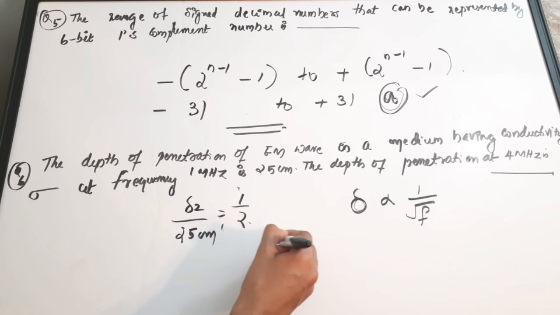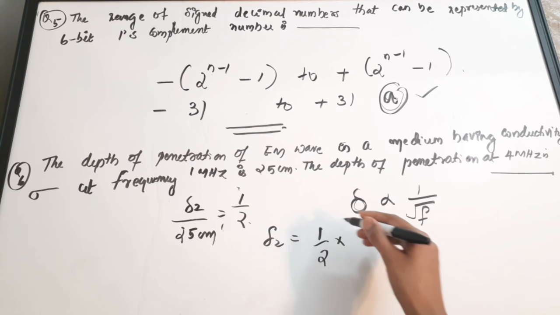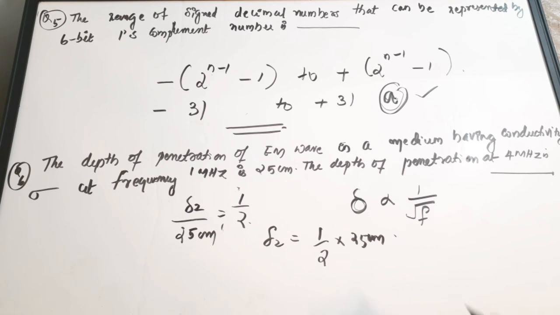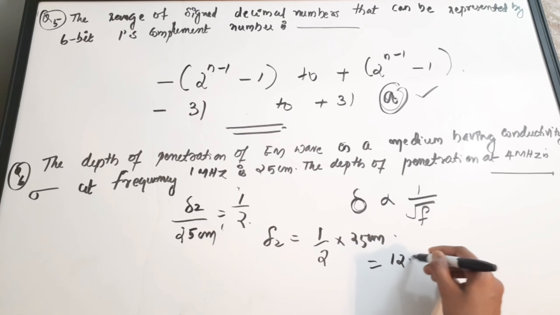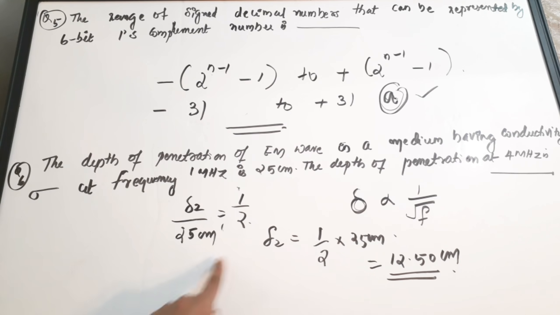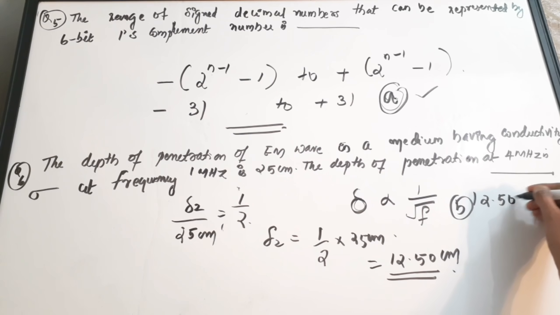So we'll get delta 2 is actually 1 by 2 times delta 1, which is 25 centimeter. Now 1 by 2 of 25 is 12.50 centimeters. So this is the answer for this question. Again, I have not included the option. The correct answer is option B, 12.50 centimeters.